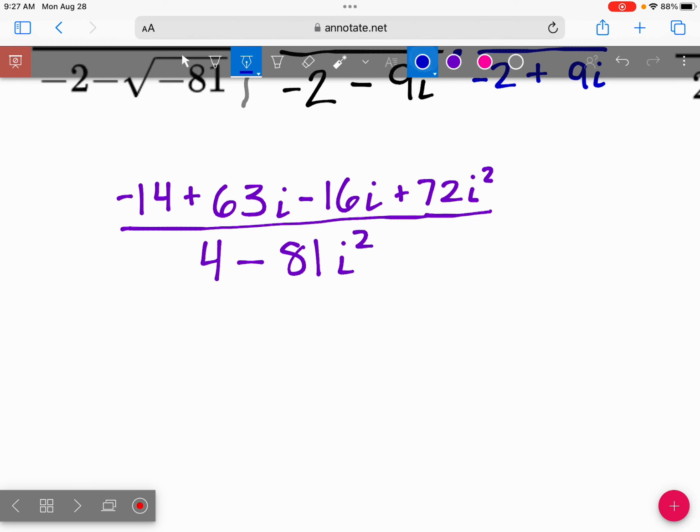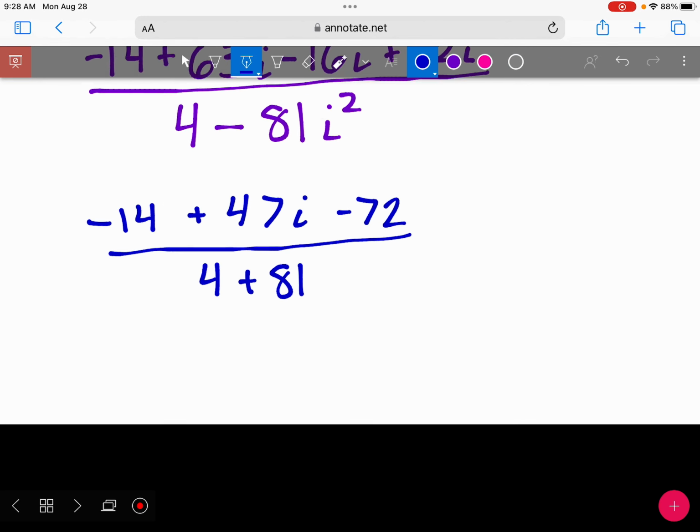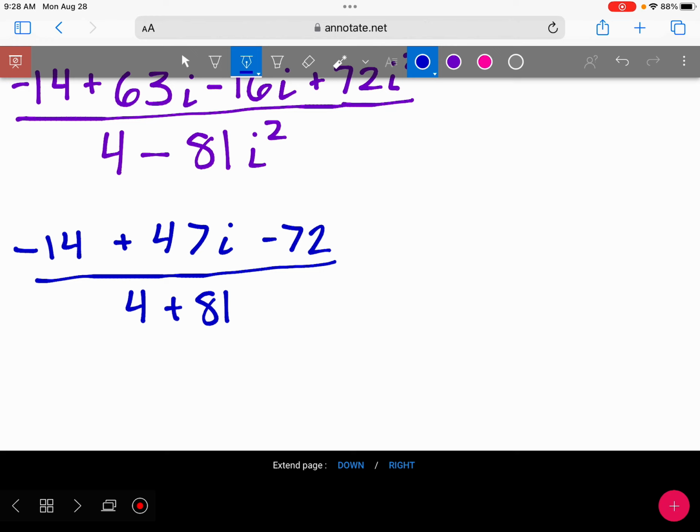And then we're simplifying. So we have minus 14 plus 47i. i squared is negative 1. So we have minus 72 over 4, and then again, i squared is negative 1, so plus 81. And we have to simplify one last time, and we're very nearly done with this one.